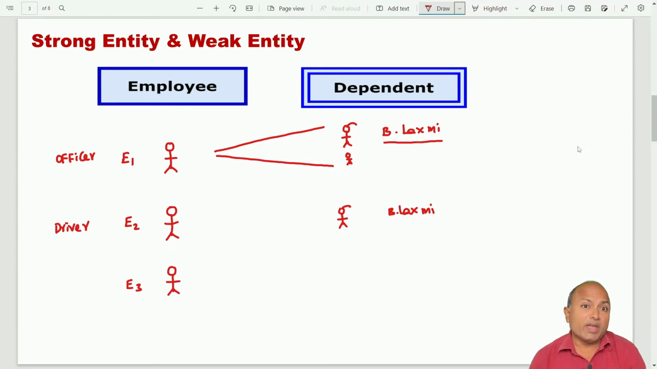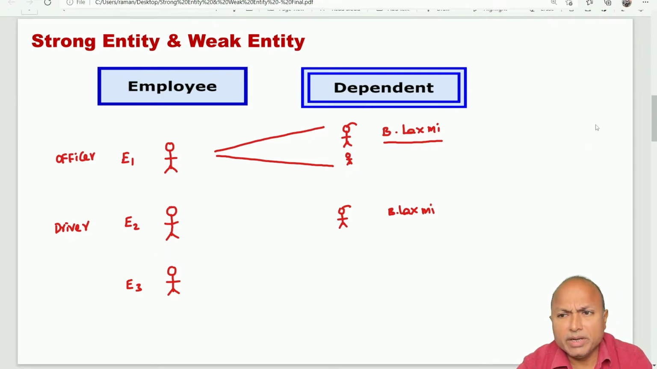Whereas if you consider the employee, they have employee IDs, so definitely they can be easily recognized. And in this example, employee 3 is not married, for example, he just joined that organization. No doubt he is an employee, but he doesn't have any dependents. We can understand these things in detail with a sample ER diagram.